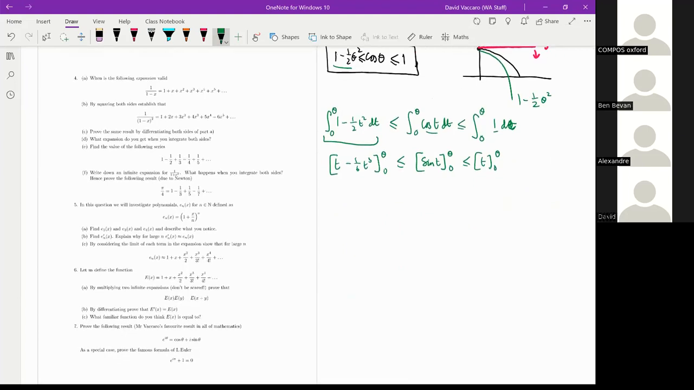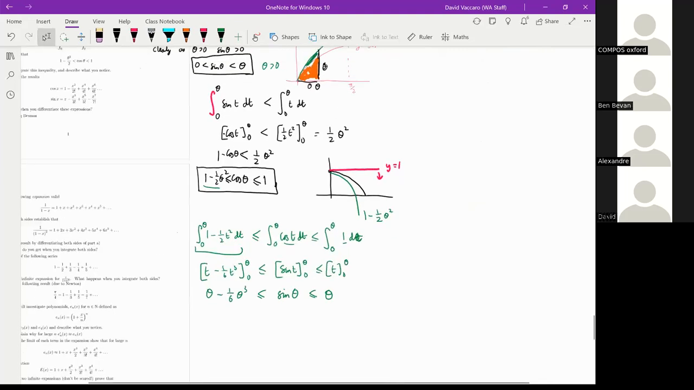And now when I substitute in my limits, I get theta minus 1/6 theta cubed is less than or equal to sine theta is less than or equal to theta. And we notice that something quite funky has happened, is that the upper bound for sine theta hasn't changed, but the lower bound for sine theta is no longer 0, but is this new expression, which is some cubic function.